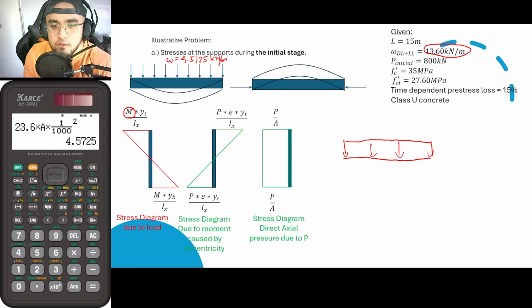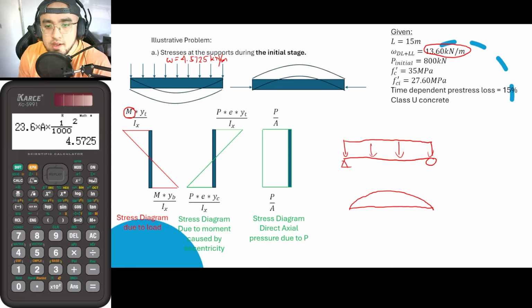If we are to solve for its moment diagram, this is what the moment diagram looks like. Take note that in our situation, it is a simply supported beam. So if this is our moment diagram, the maximum moment is equal to WL squared all over 8. But take note that in our situation here, we are solving for the stresses at the supports. So for the moment, our concern is at the support and not really at the midspan.